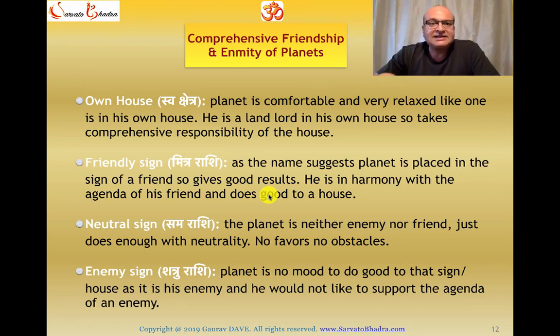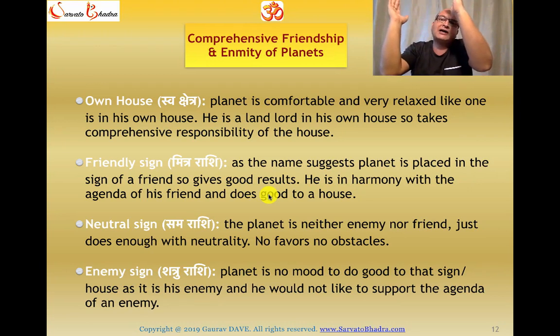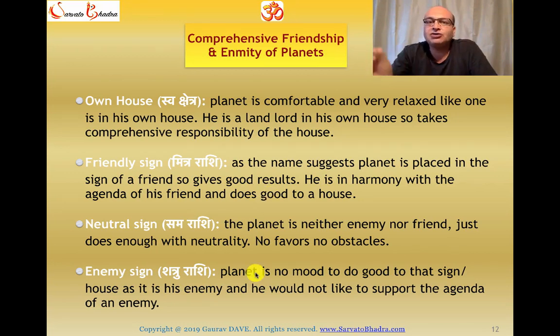When I am placed in my own house, I can take care of the responsibilities of my house very well. In a similar fashion, when a planet reaches that section of the zodiac which it rules itself, the entire 30 degrees of a sign, there it is most comfortable and most relaxed, and it is in a very good state to take care of the responsibilities of the house. So it will give good results.